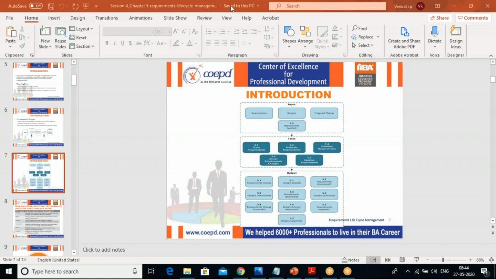requirements lifecycle management. How many tasks are there? We have 5 tasks here. What is the first one? Trace requirements. We have to trace the requirements. What is the second one? We are going to maintain the requirements.